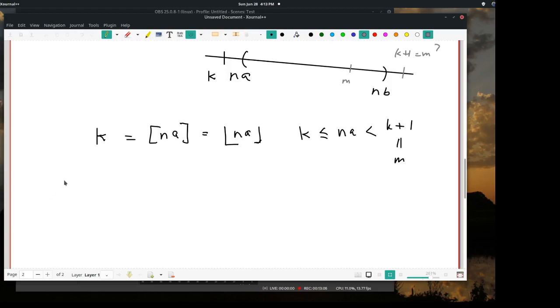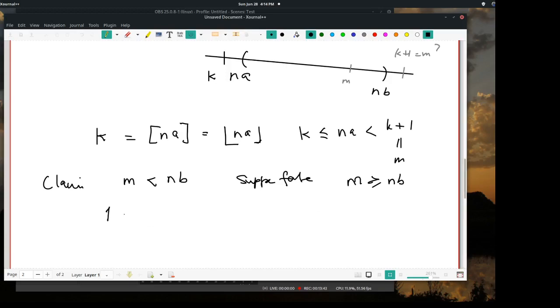Now I claim m is strictly less than nb. I already know it is strictly greater than na. I want to say it is strictly less than nb. Suppose false, then what do I know? m is greater than or equal to nb, right? Okay, now I am through.